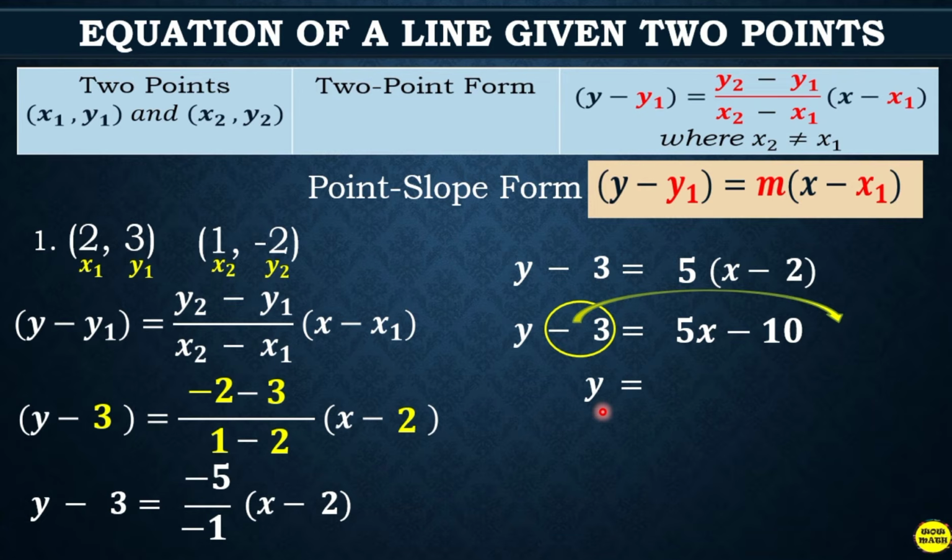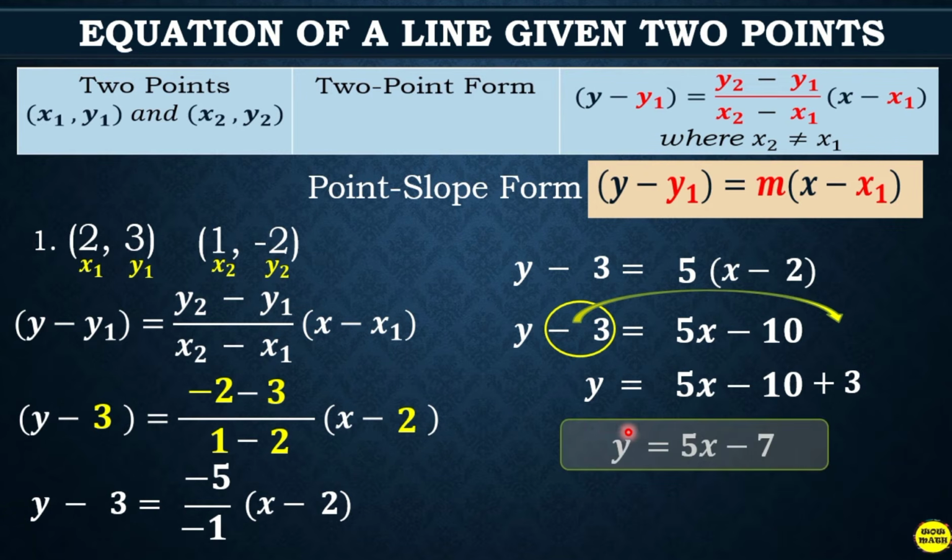ang maiiwan na lang dito sa left side ng equation mo is y. And then, bring down 5x minus 10. So, ililipat natin ito, negative siya, magiging positive 3. So, ganun po palagi ha, pag tumatawid siya sa equal sign. Now, so y is equal to 5x negative 10 plus 3, that is negative 7. So, this is now the equation of the line.